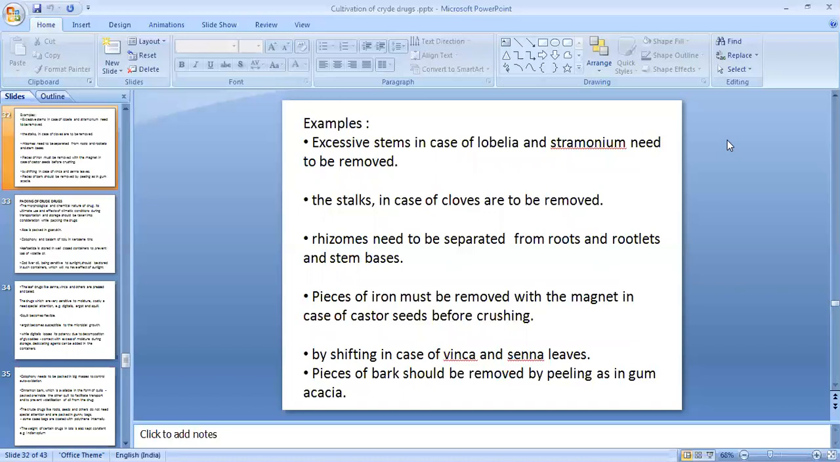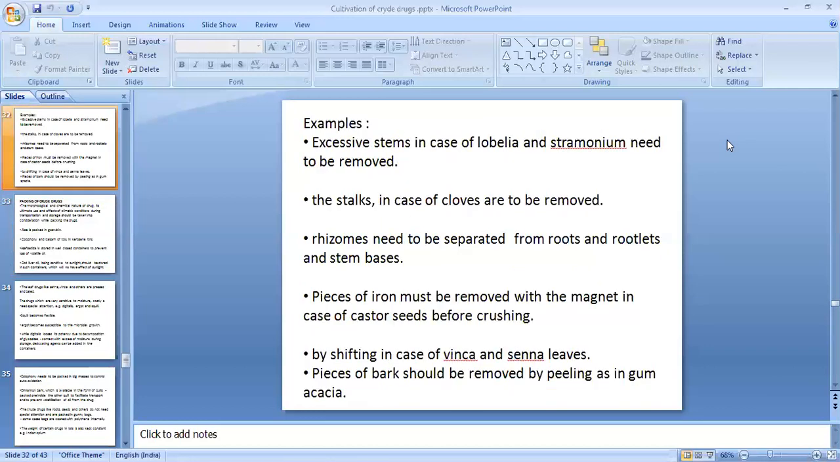And here are some of the examples you can see. The excess of stems in the lobelia and stramonium leaves has to be removed. And removal of clove stalks in clove flowers. And rhizome should be separated from the roots, rootlets and stem bases. And presence of iron pieces in the castor seeds before crushing of the seeds to express the castor oil. And by sifting in case of vinca and senna leaves, the other parts can be removed. The pieces of bark should be removed in case of the gums, especially acacia. So that is about the garbling.